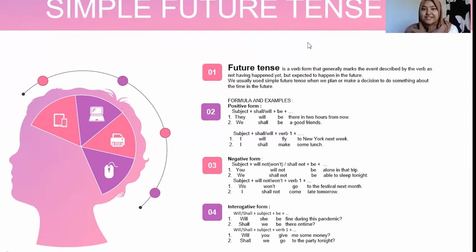So basically, the formula is the same, but in the first one we are using be, and in the second one it is verb 1. So I think that's it that I'm going to explain about the future tense.